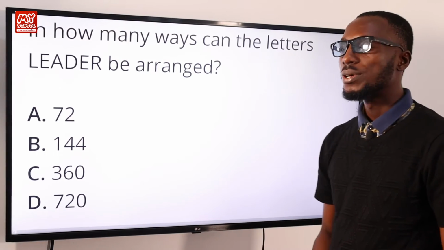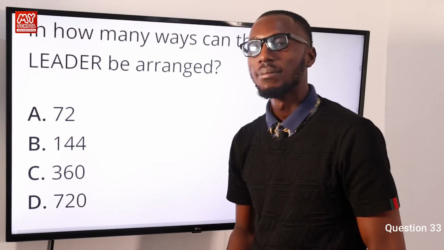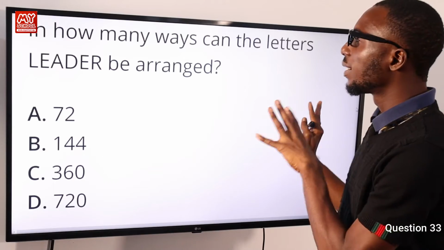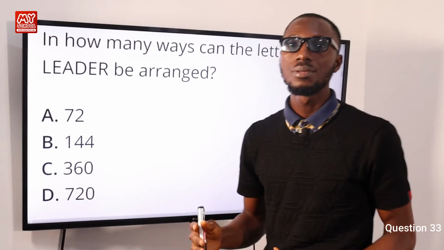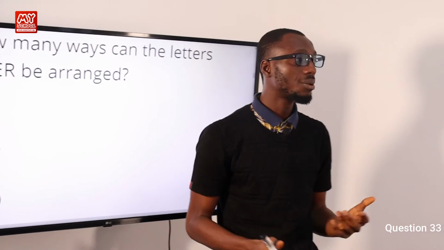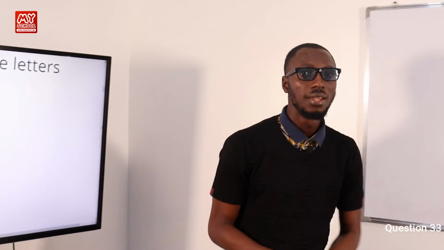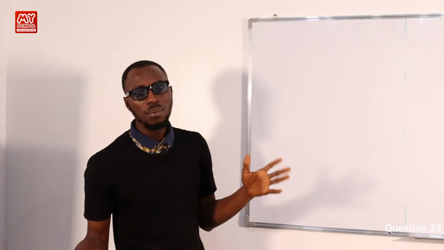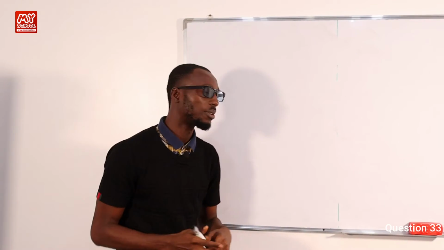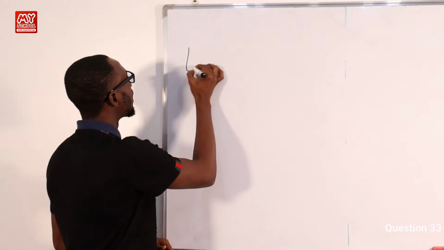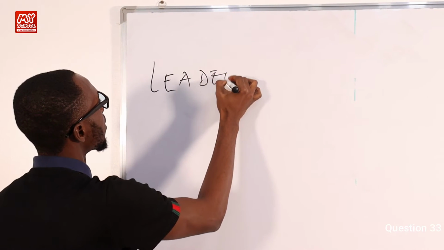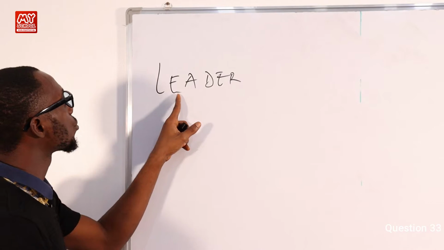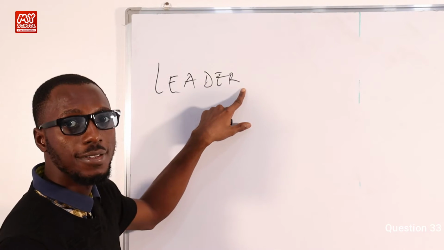So we have question 33. In how many ways can the letters of LEADER be arranged? This is about arrangement, so join me as we use the simple thing we know about permutation and combination. The word LEADER has how many letters? 1, 2, 3, 4, 5, 6.